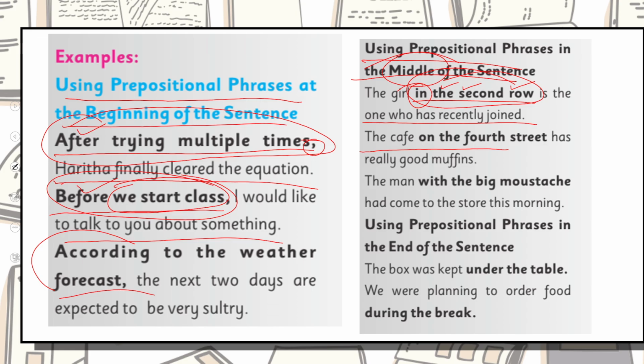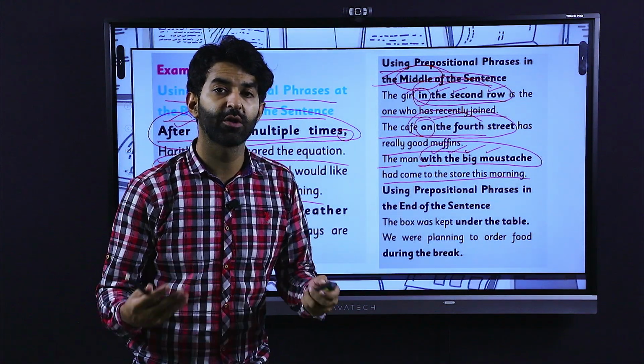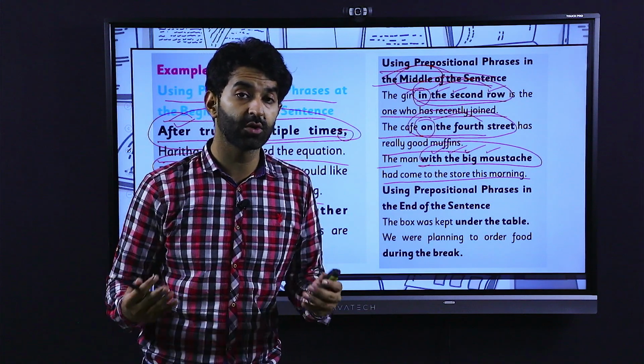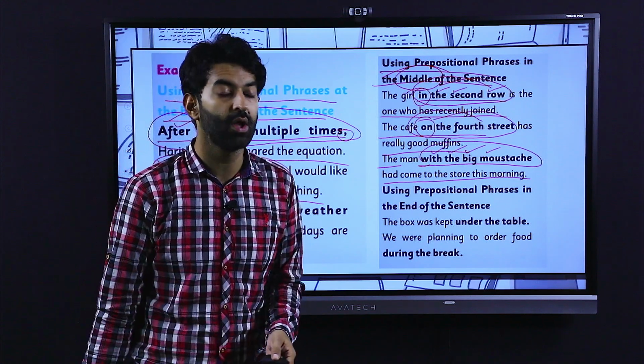The cafe on the 4th street has really good muffins. On is a preposition, the 4th street is another group of words, it's a prepositional phrase. The man with the big mustache had come to the store this morning. With, again, is a preposition, the is an article, big is an adjective, and mustache is a noun. So you can see that you can mix up these different parts of speech with prepositions in order to make a prepositional phrase. You can use it at the start, at the middle, and also at the end.